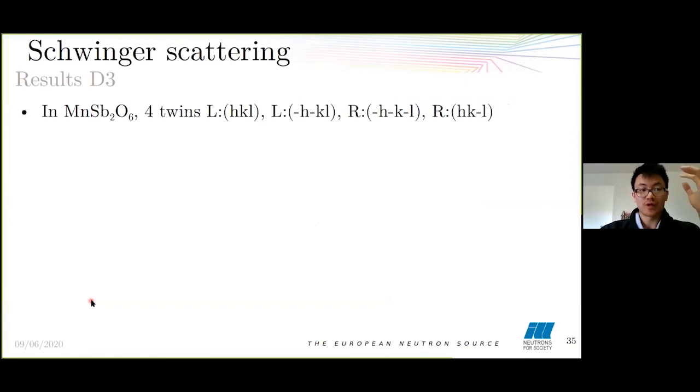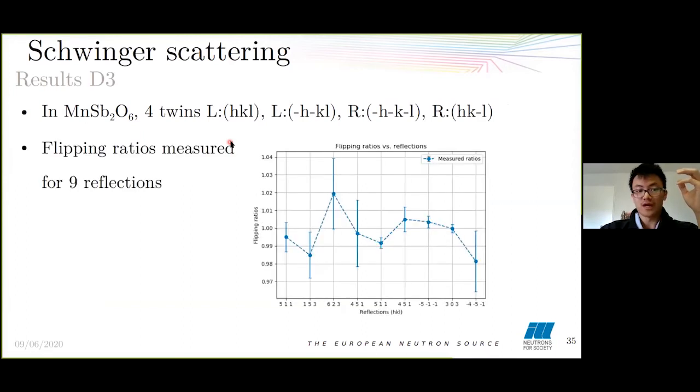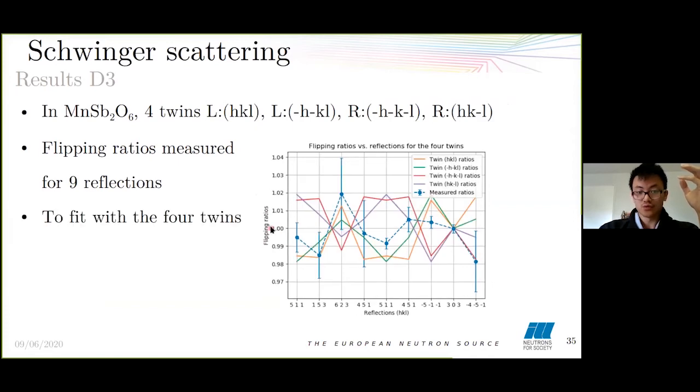So we have made some measurement on D3. This was also before the start of my PhD. In MnSb2O6, you can have 4 twins, and the flipping ratios were measured for 9 reflections. The values are shown in this figure. Then you will have 4 different values for the 4 different twins.